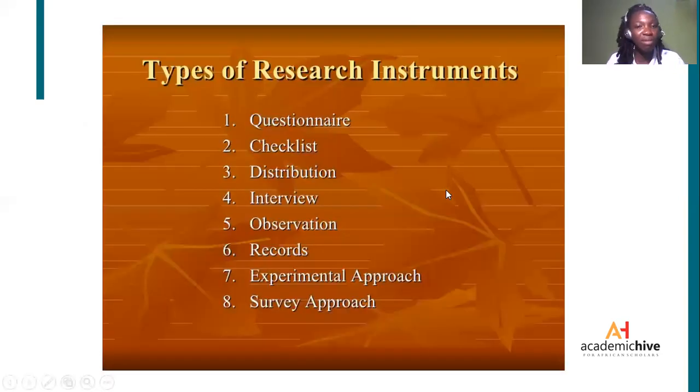So here are some types of research instruments. You have the questionnaire, checklists, interviews, observations, records, experiments, surveys. All these are types of research instruments, that is, sources or means by which you collect data.